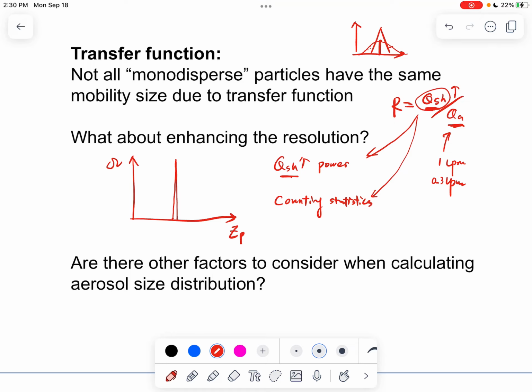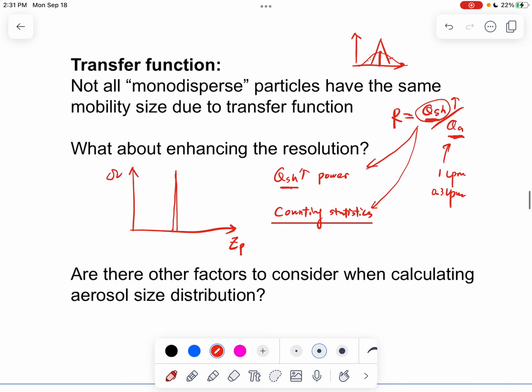And then if the concentration of the particles is too low in that very narrow size range, then the CPC is not going to give you the correct value, which means that the CPC has to sit there and keep collecting for a long time. So that's related to the counting statistics and further related to the accuracy of the size distribution measurement, right? So this is how the transfer function is going to affect our particle measurement.